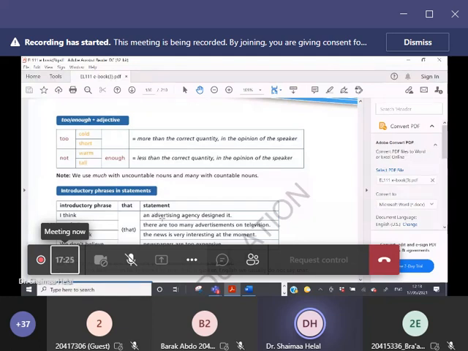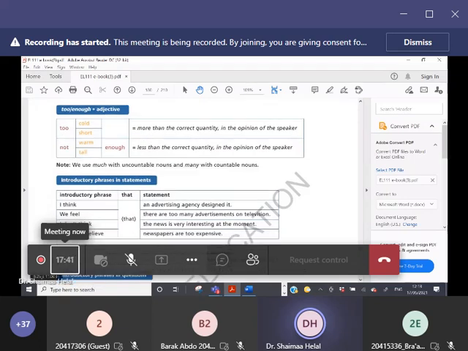So where is the introductory phrase? I think it should be followed by "in writing." We are going to use that. I think that an advertising agency designed it. Okay? You have to note the notes here.